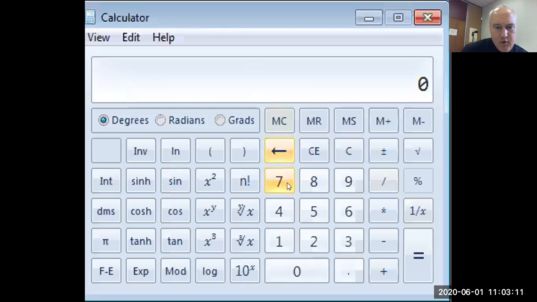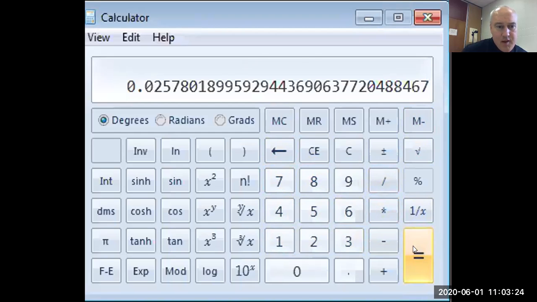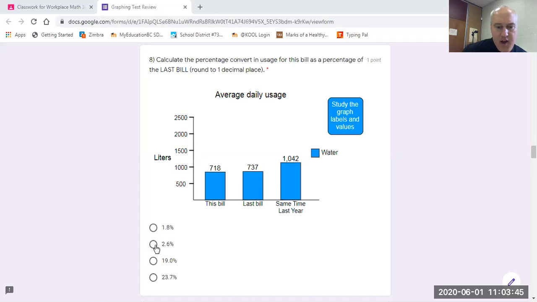So the first thing we have to do is take the difference between the last bill, which was 737, and the new bill, which was 718. So that's 19, we said. And then we're going to divide that by the last bill value, which is 737, and then multiply that by 100 to get it to be a percentage. So as we round to 1 decimal place, what we're going to see is 2.57 would round up to 2.6%. So the answer would be 2.6%, and that's why we would click on this value here as our answer. Hopefully that makes sense to you.